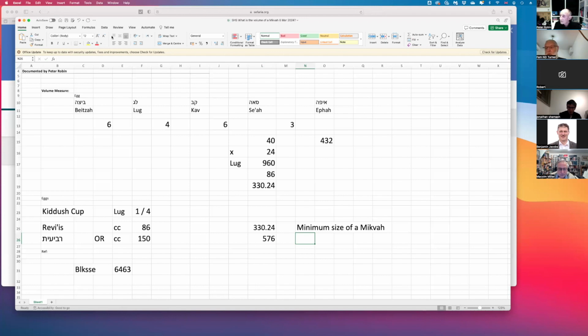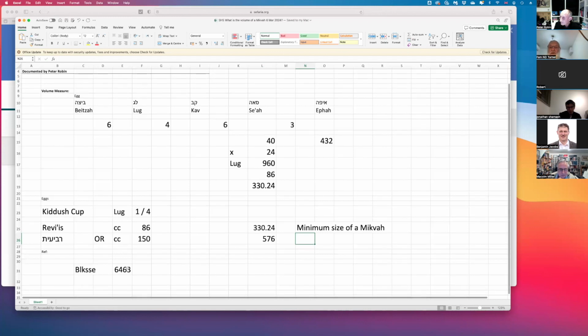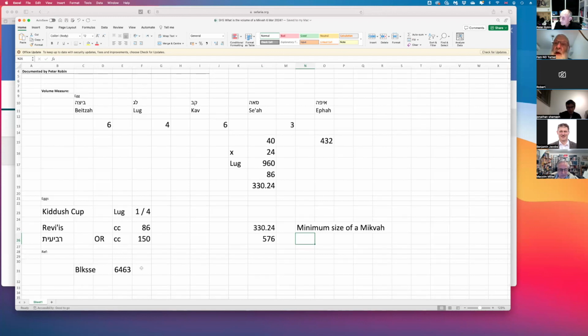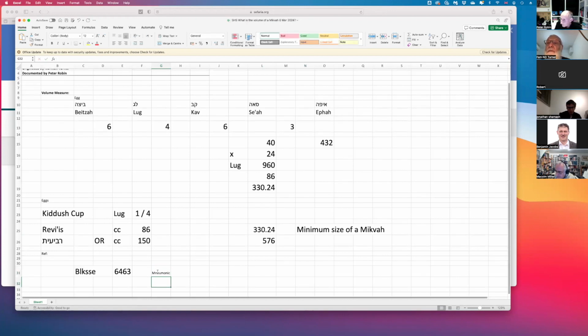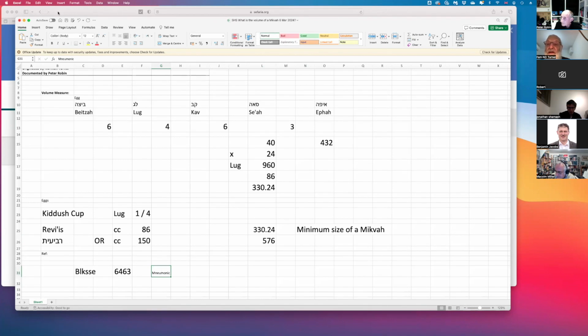Brilliant. So what you need to remember is Blackso, that phone number, Blackso 6463, and that will tell you the 6, meaning you're going from Beitza to Lug. The 4 from going from a lug to a kav, the 3 going from another 6.